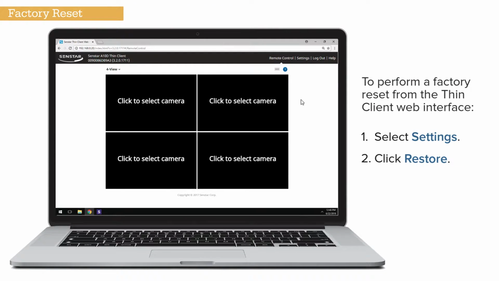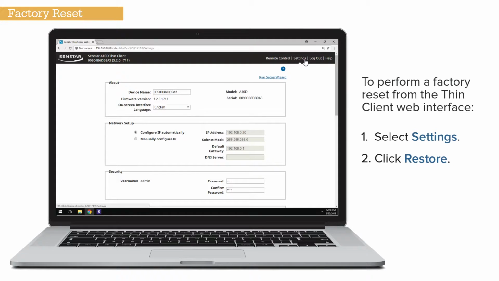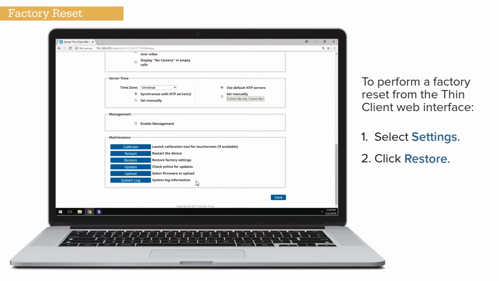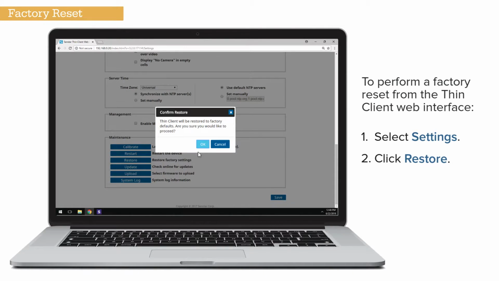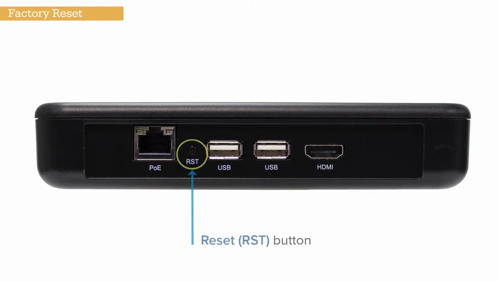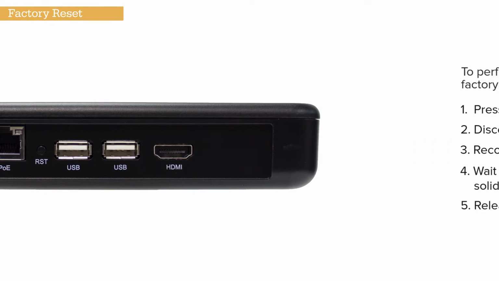If you have access to the Thin Client's web interface, you can perform a factory reset by selecting Settings and clicking the Restore button. The Thin Client will delete its current configuration and reboot using its original factory settings. You can also restore the factory settings by using the Reset button, located on the back of the Thin Client.